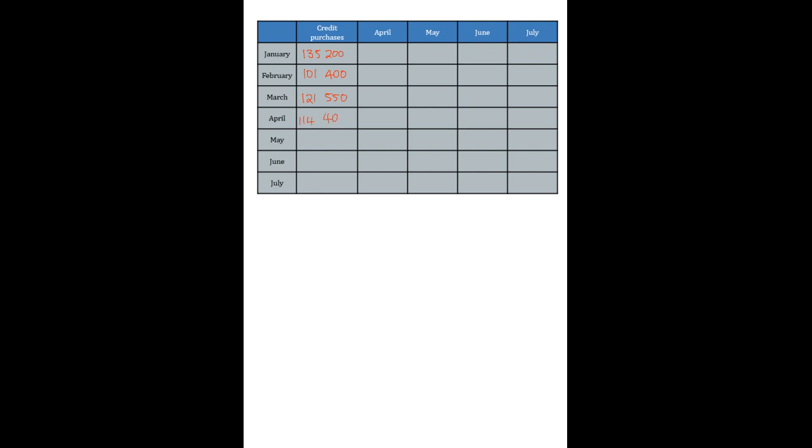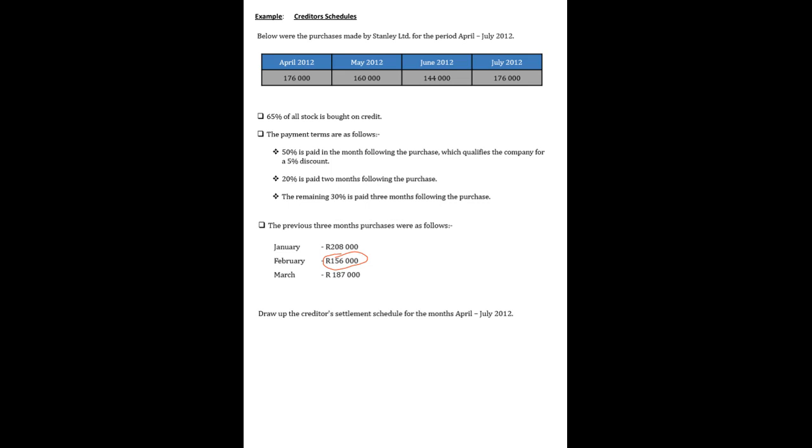You actually don't need the month of July, so I'm going to ignore it for now, and I'll explain to you why at the end. So you have your credit purchases. We're going to now look at how much was paid in each month.